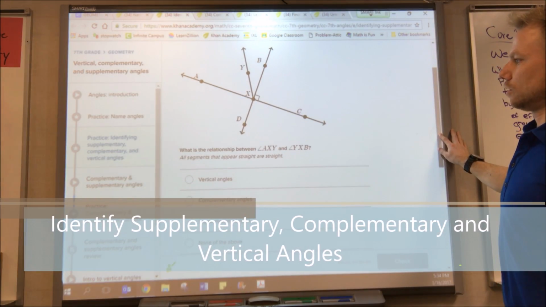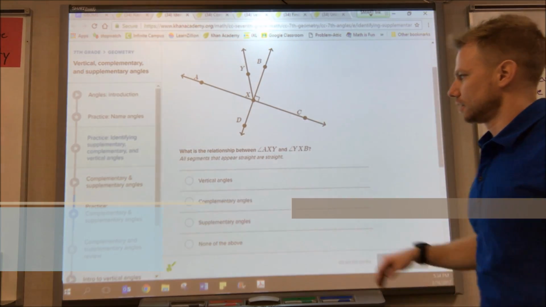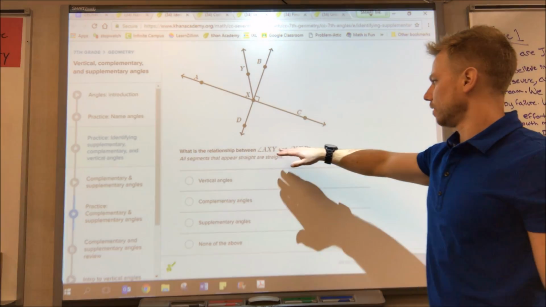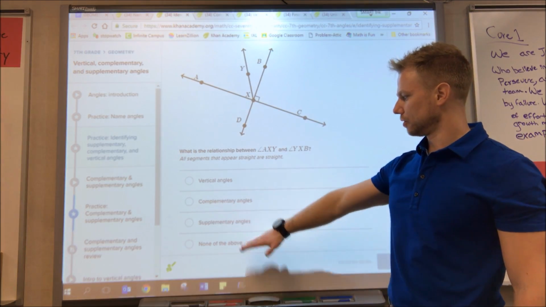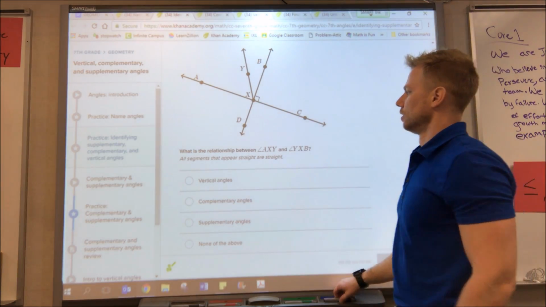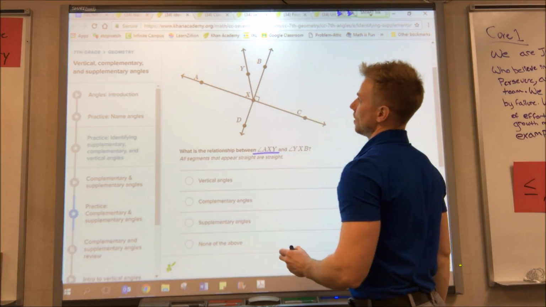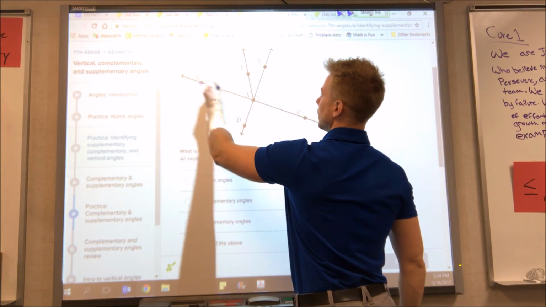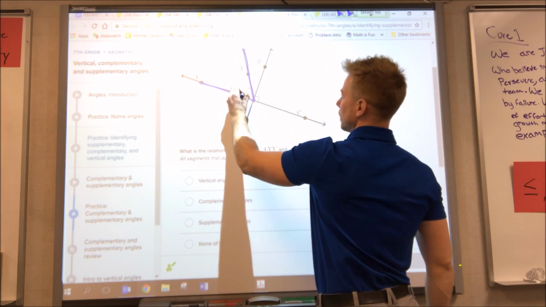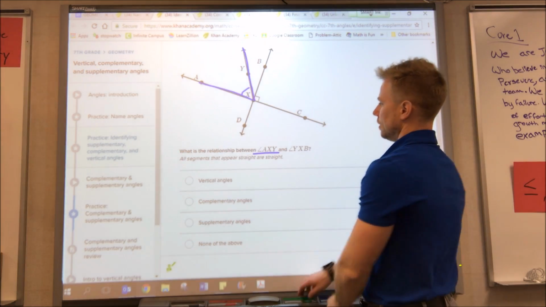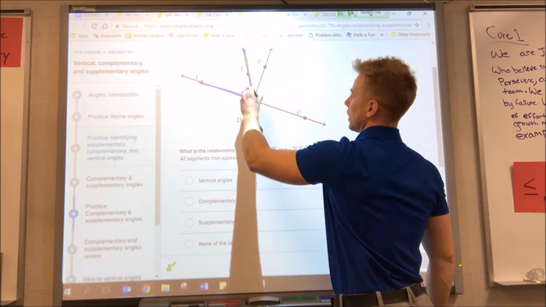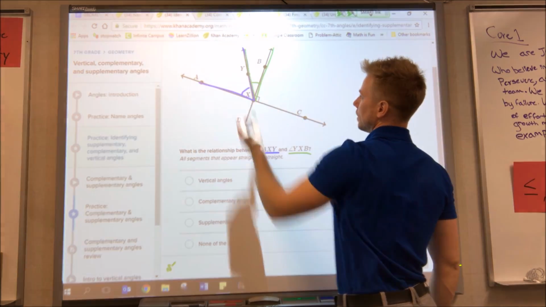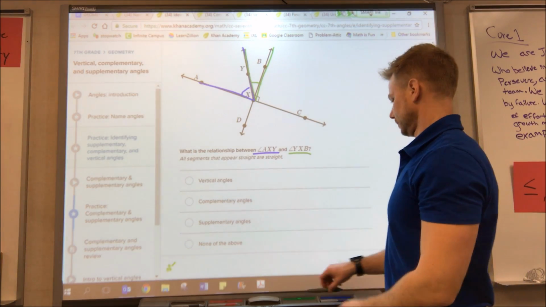Second link, this one's a little bit more complicated. It says, what is the relationship between angle AXY and YXB? Is it vertical, complementary, supplementary, or none of those? So let's find AXY first. So we go A to X to Y. So that's going to be that angle there. Then we have YXB. So we go Y to X to B. Is that angle there? Okay.